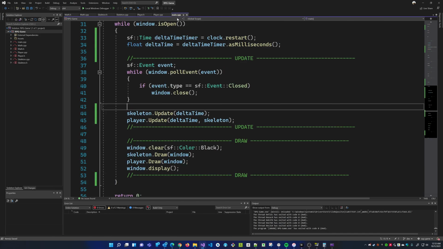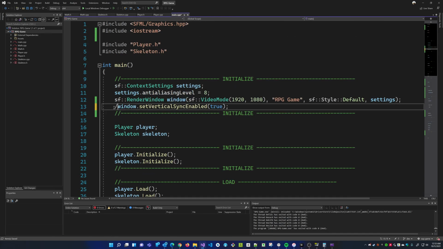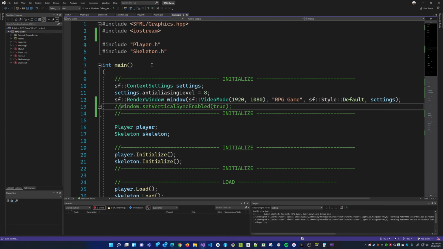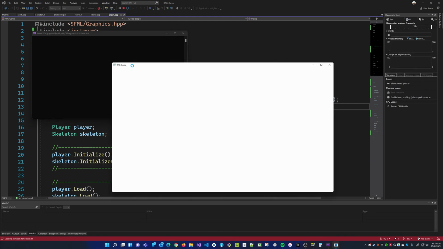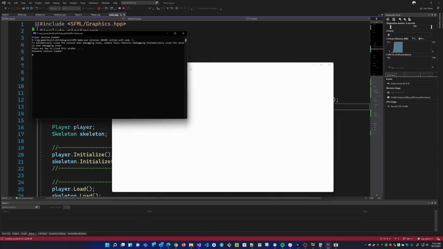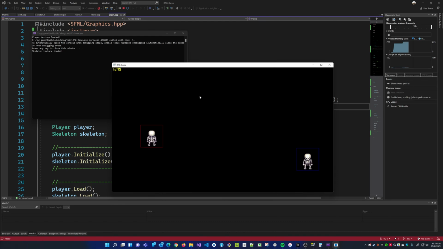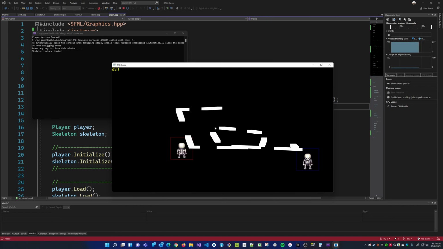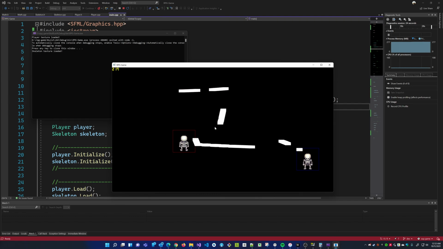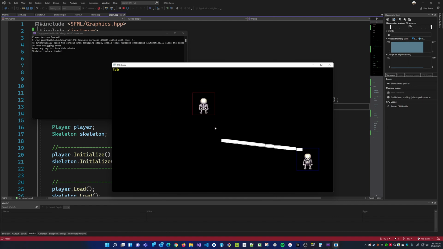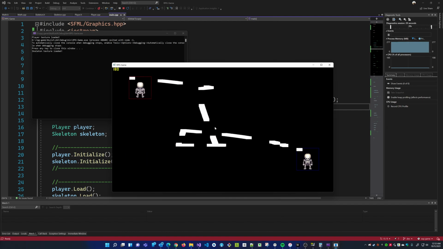Okay, and now what I'm going to do is turn off Vsync. Now notice how the speed of the bullets and the speed of the player are going to be constant no matter what my frame rate is. Okay, so I'm going to move. There you go. No matter what my frame rate is, it's always the same.